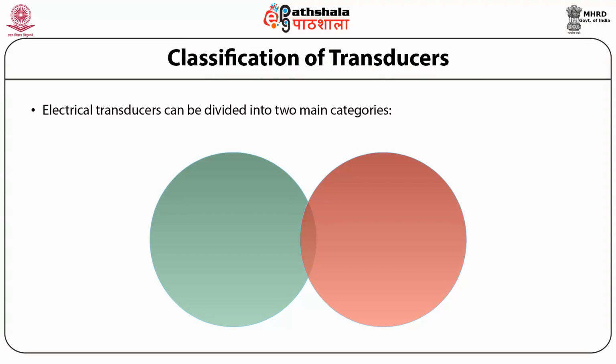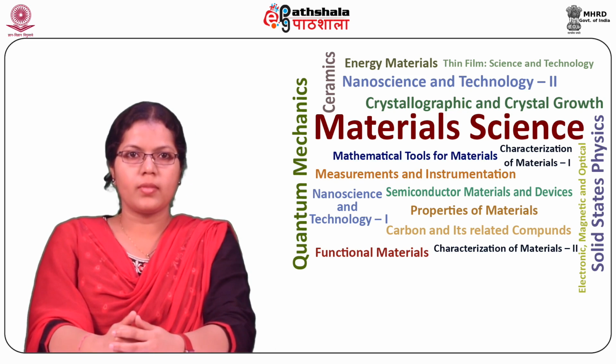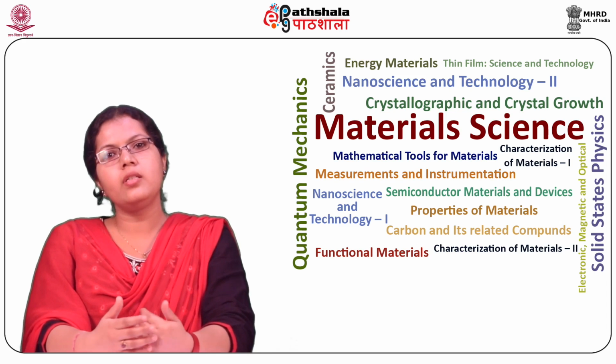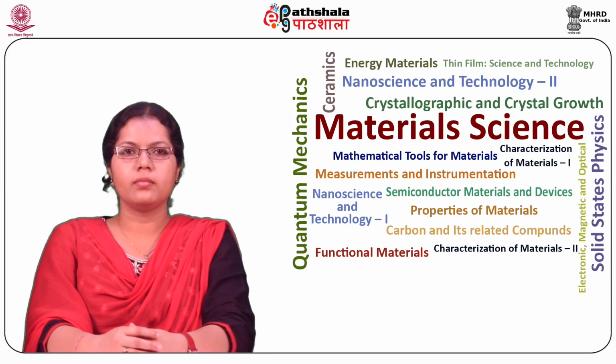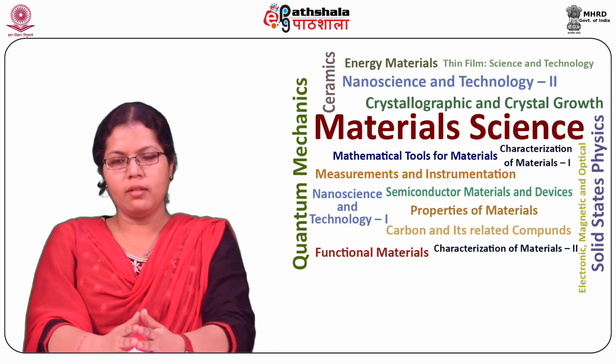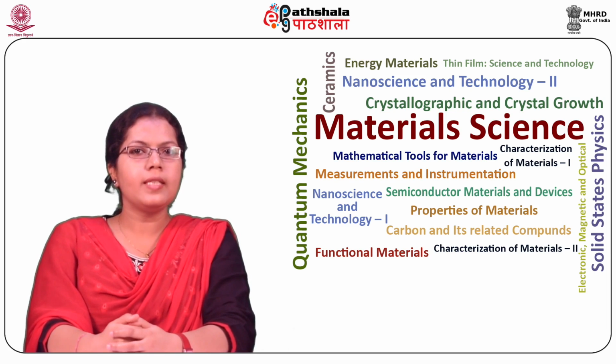The transducers can also be classified into two main categories. The first category is the active transducers and the second category is the passive transducers. So students, let us see the active transducers. These are basically self-generating devices and do not require any external source of energy to be driven. Active transducers convert one form of energy to another without requiring any external source for their excitation. These can be further divided into the following categories.